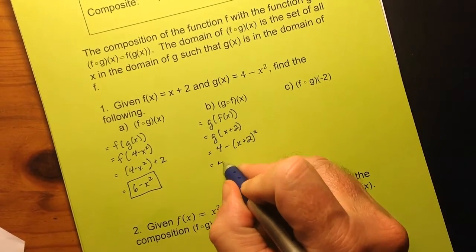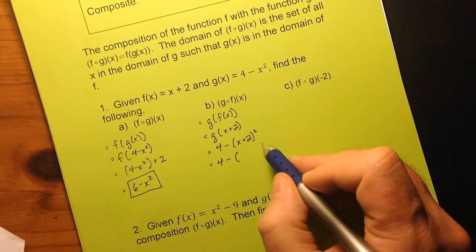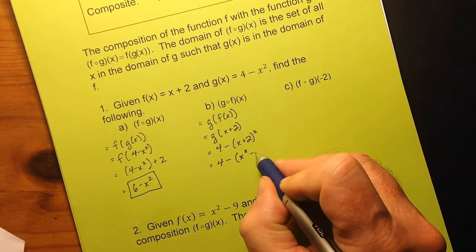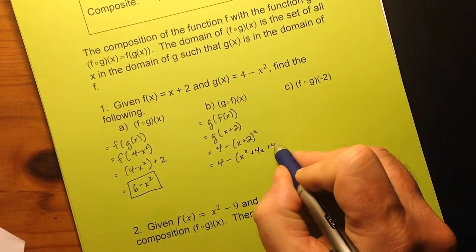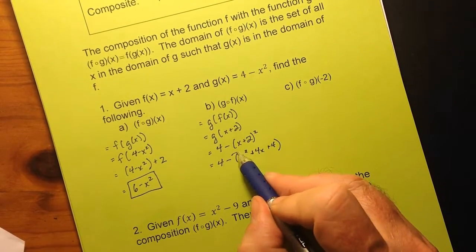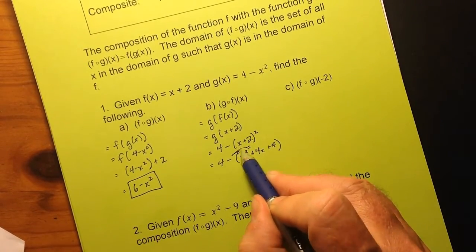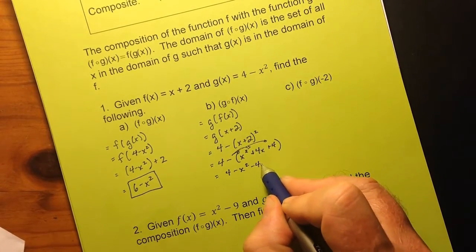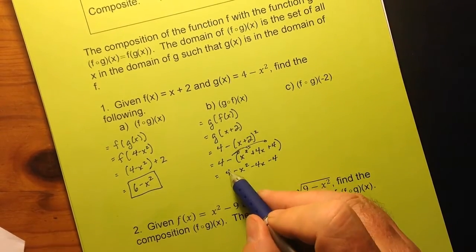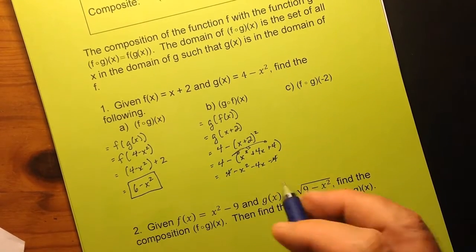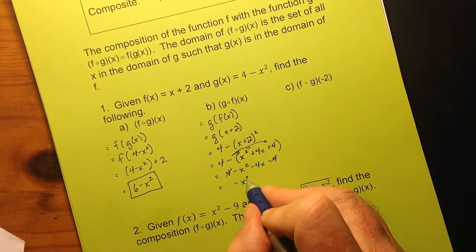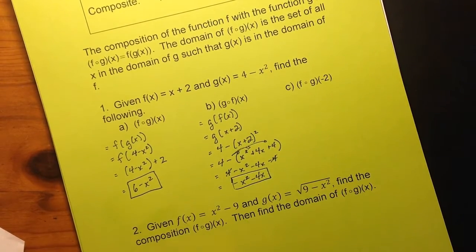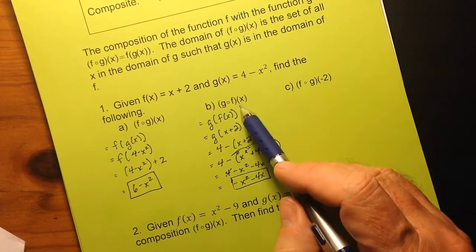So I'm going to expand that. x plus 2 squared is x plus 2 times x plus 2. And if you FOIL that out, you're going to get x squared plus 4x plus 4. So now I'm going to distribute the minus sign out in front of the parentheses here and change all the signs inside the parentheses. 4 minus x squared minus 4x minus 4. And my 4 minus 4 will just end up canceling out. And my answer is negative x squared minus 4x. And that is the answer for g circle f of x.